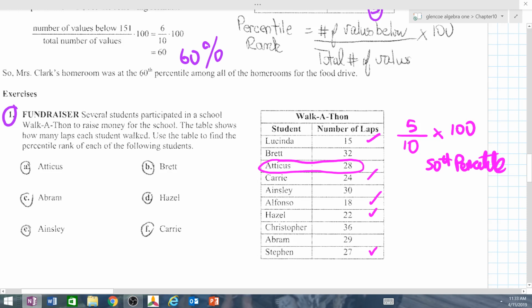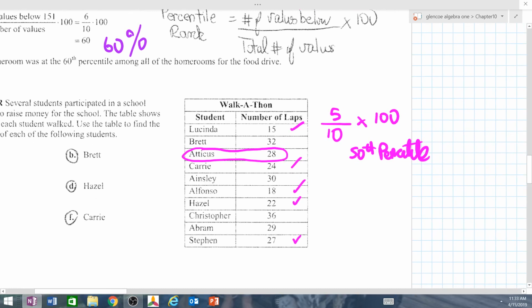So let's go ahead and find the percentile ranking. Several students participated in a school walkathon to raise money for the school. This table shows how many laps each student walked. Use the table to find the percentile ranking of each of the following students. We'll do this first one together. This first one is Atticus. Atticus did 28 laps. We're looking for all numbers below 28. So we have 15, 24, 18, 22, and 27, which gives me 5, out of 10 total. Times 100 gives me the 50th percentile.